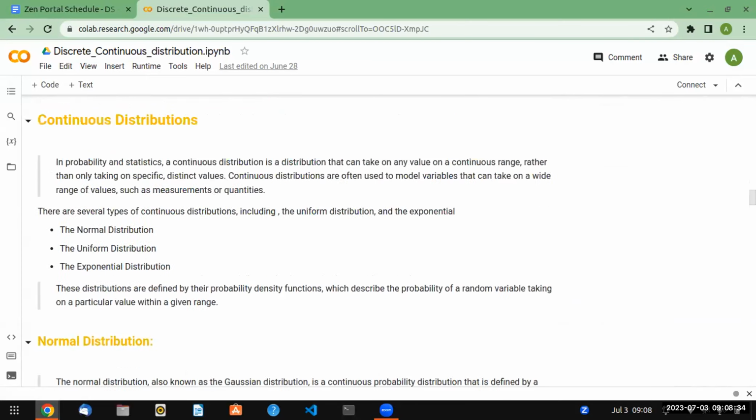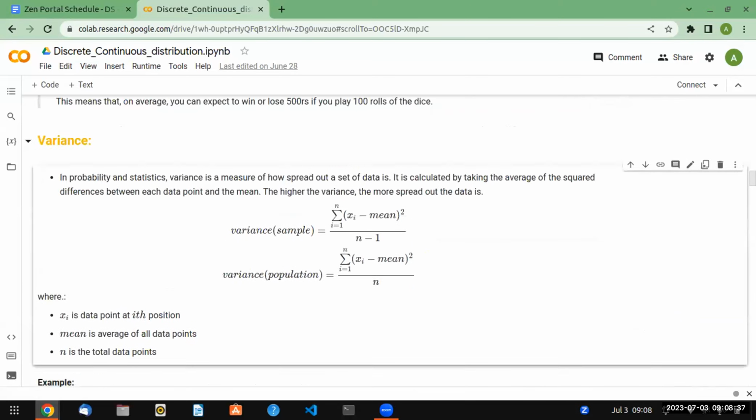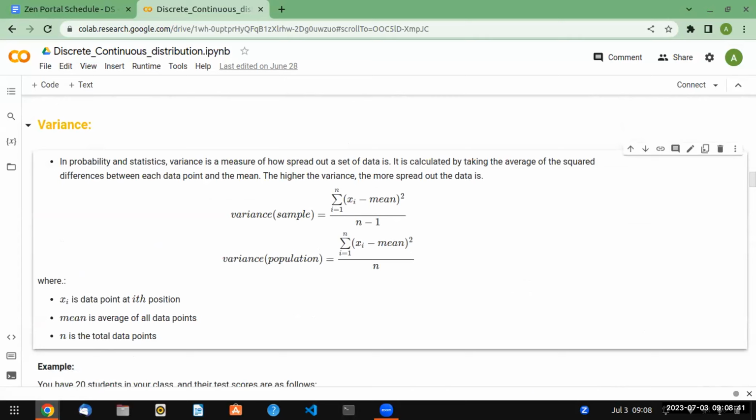Right? This is what, hold on. After variance, we have continuous distribution. What is discrete distribution? That you already seen, right? Now in discrete distribution, what is meant by variance is a very important term here in statistics.